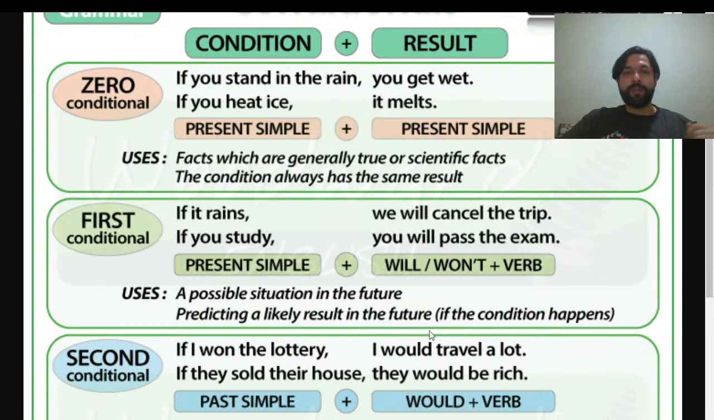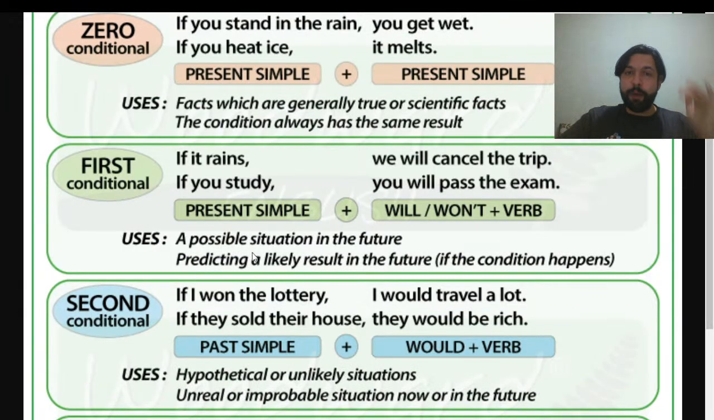So just a recap. Zero conditional, present, always true, always repeats. First conditional, present with future, and it's a possible situation, possible result for the future.